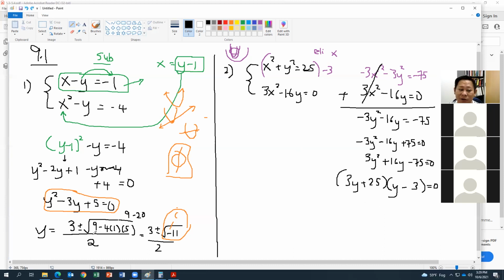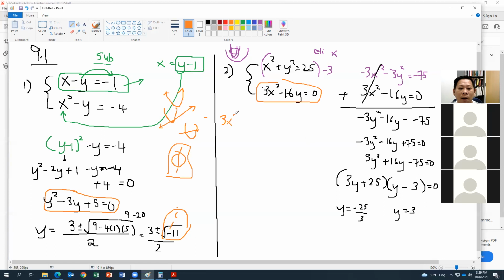Again, if you cannot factor it, you have to use what? The quadratic formula. And so what you get here is y is negative 25/3, and y in this case is 3. So once you solve for y, you plug this into here, and you have to solve for x, either one of these. I'd rather pick this one to plug it in. So I plug in 3 first because that's easier to do.